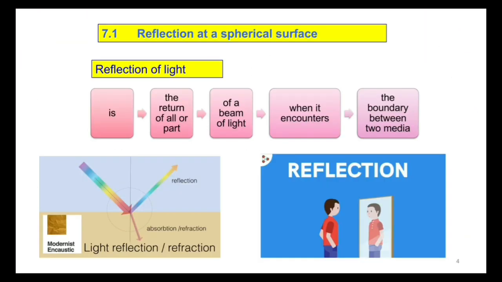We begin with reflection. Reflection of light is the return of all or part of a beam of light when it encounters the boundary between two media. When you stand in front of a plane mirror, you will see your image exactly like you. However, in this session, I will explain the reflection of light at a spherical mirror.